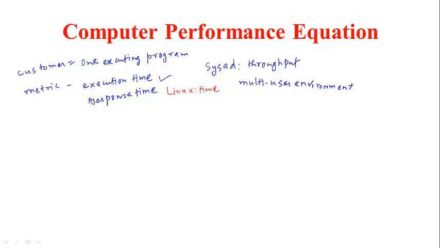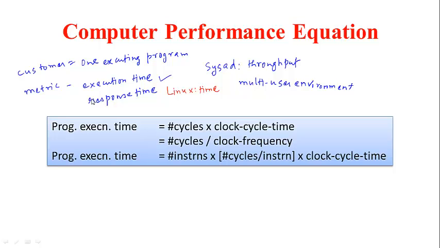So now we have decided upon the metric for computer performance, and that is the execution time. So how do we measure the program execution time? Most computers are implemented as a digital circuit, as a sequential circuit. When you talk about a sequential circuit, you have the notion of a clock, and there is a clock frequency and the number of cycles of the clock. So program execution time is easily given by the number of cycles of execution times the clock cycle time, or the number of cycles divided by the clock frequency.